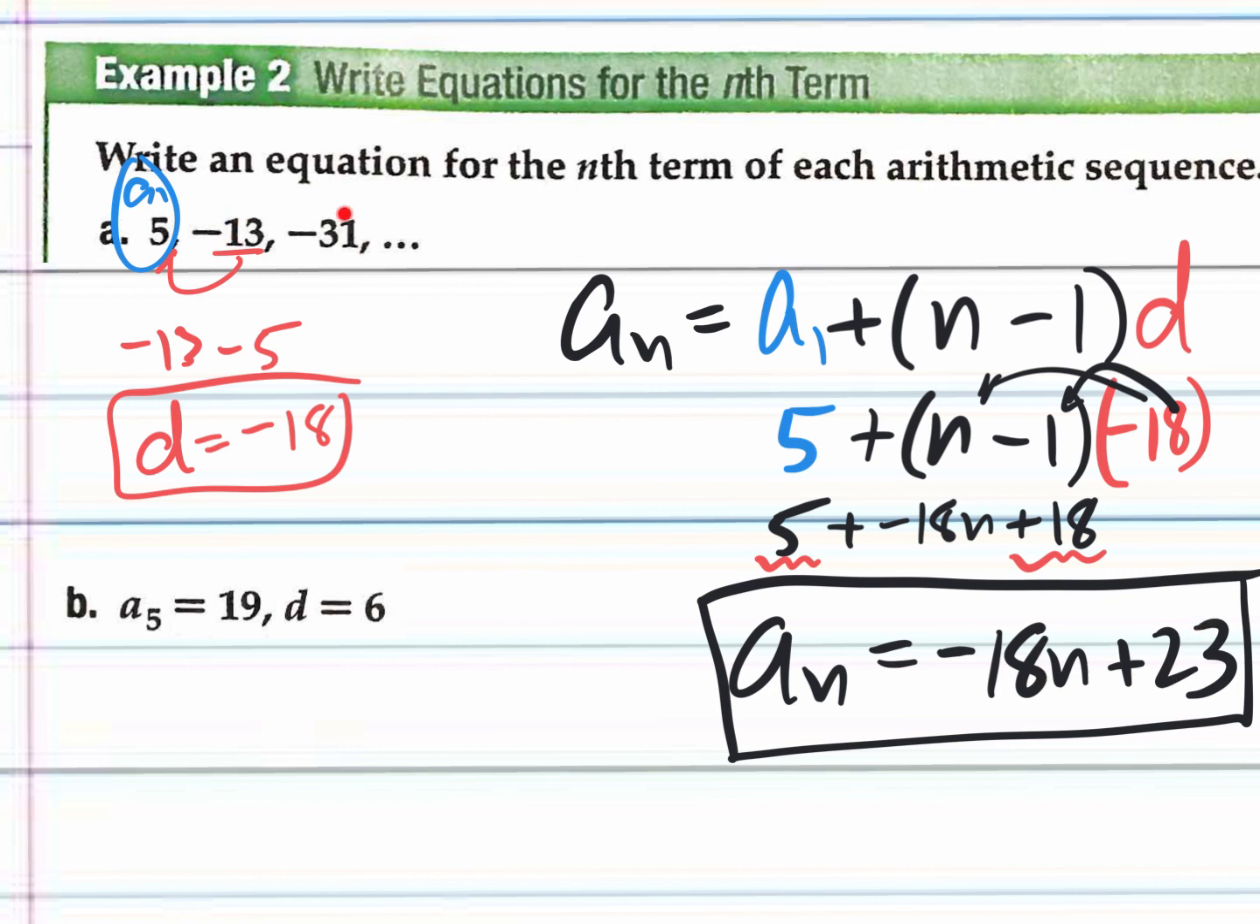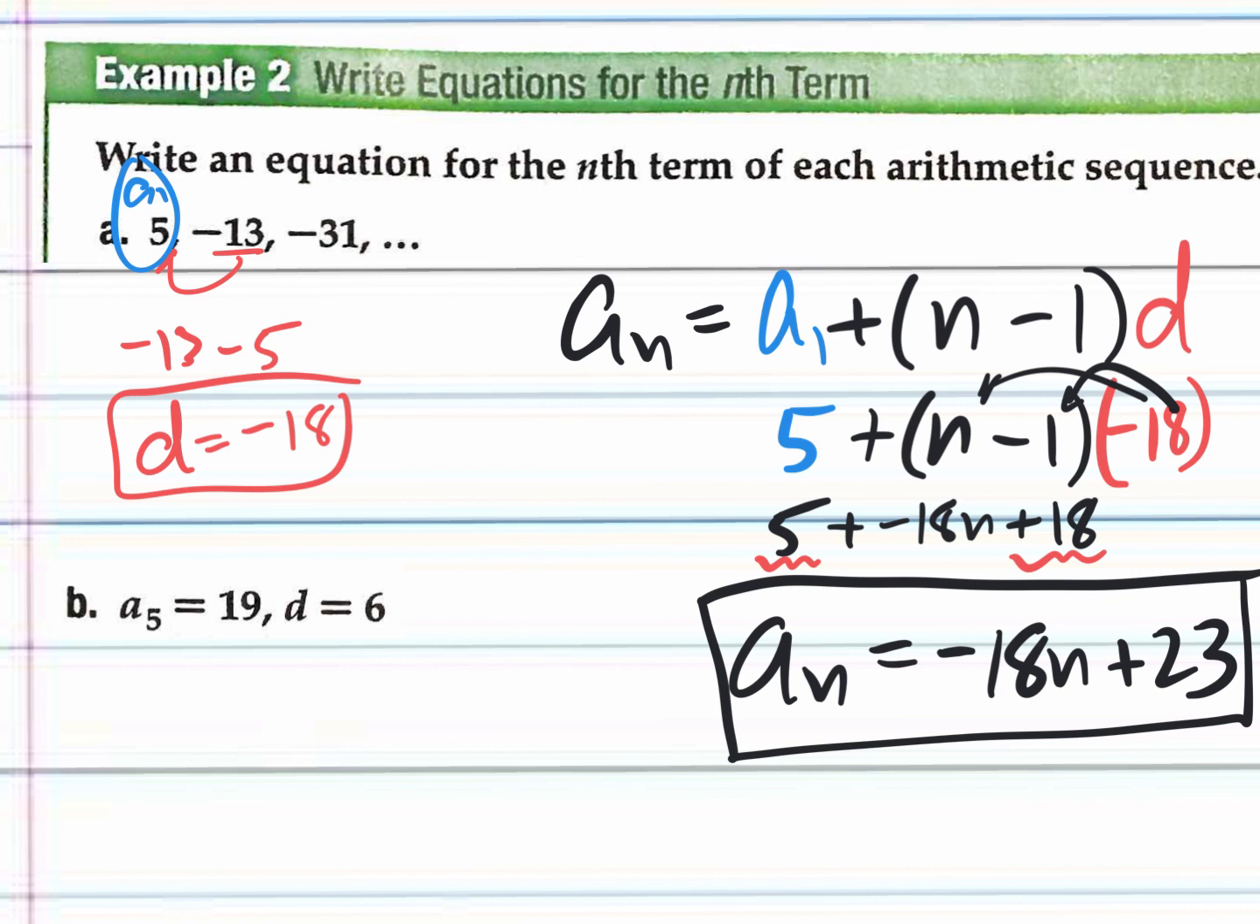You plug in 3, it'll give you the third term. You could plug in 4, it'll give you the next number, and so on and so on. This is the machine that produces that list. Now, that's all it asked for: write an equation for the nth term. A sub nth term, this is your machine that produces the list. That's your answer, okay?